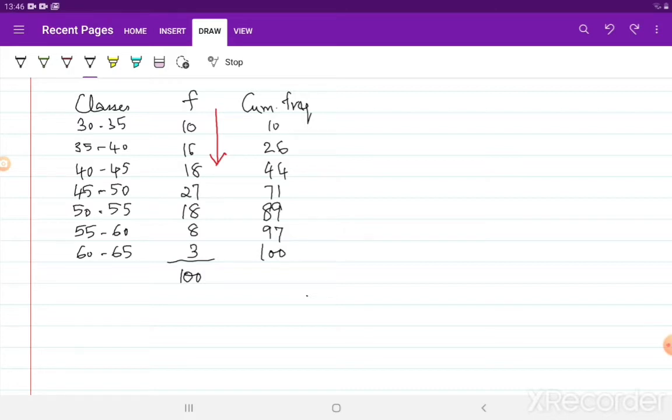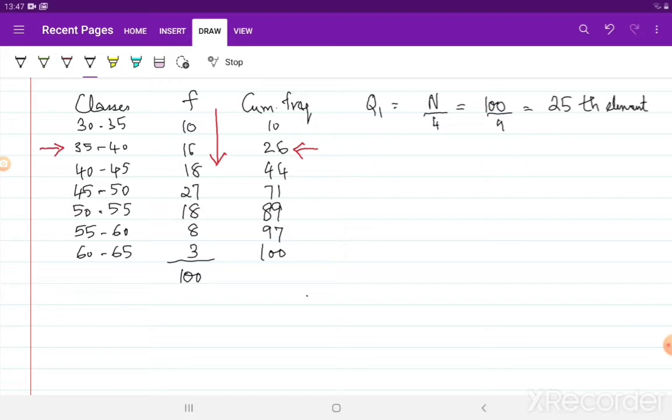So to find the quartiles, first Q1, the position will be 1/4 of N. Since our capital N is 100, that is, total frequency is 100, the 25th element is Q1. Observe, check for the 25th element in the cumulative frequency table. As you can see, it will fall in this class, that is 35 to 40.